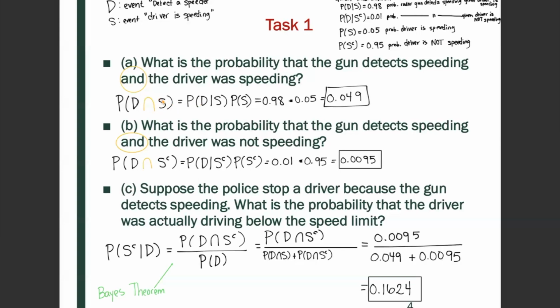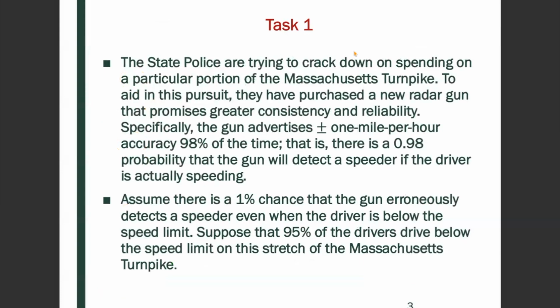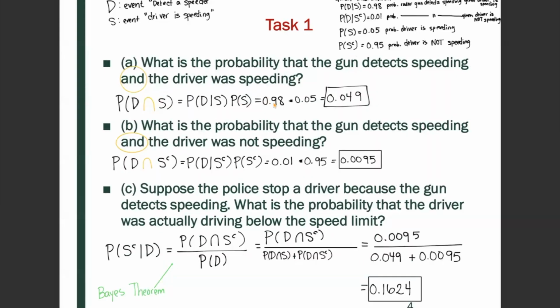Here, the intersection equals the probability of D given S times the probability of S. So the probability that the radar gun detects a speeder given that the driver is speeding, times the probability that a driver is speeding. This is all given information from the previous slide. So that's going to be 0.98 times 0.05, and that gives us 0.049.